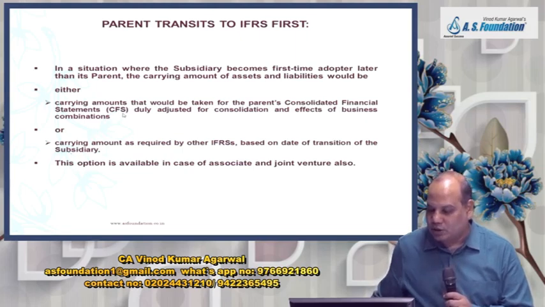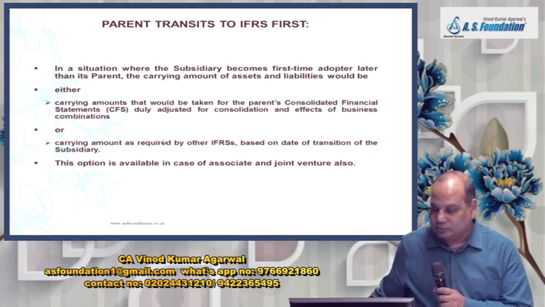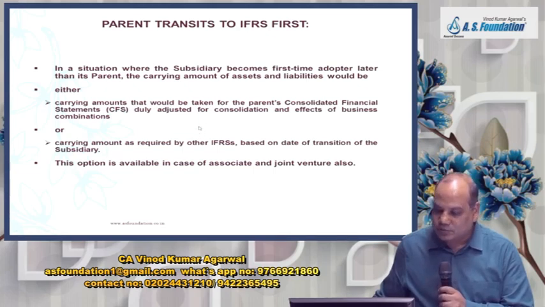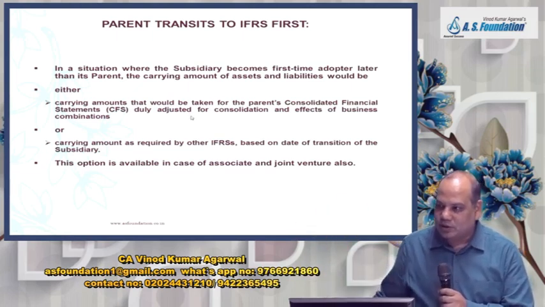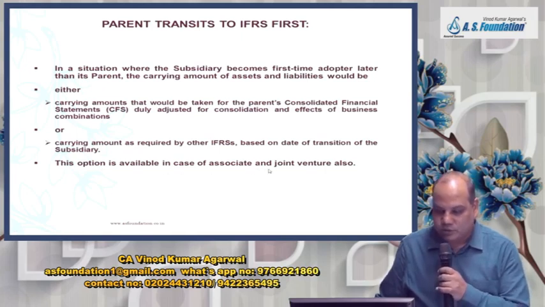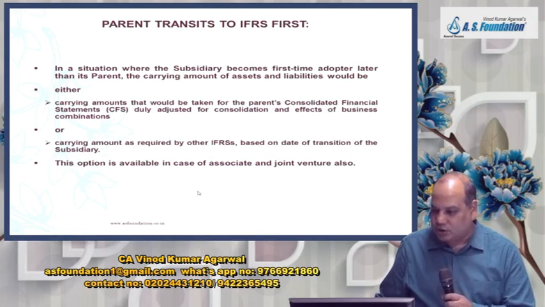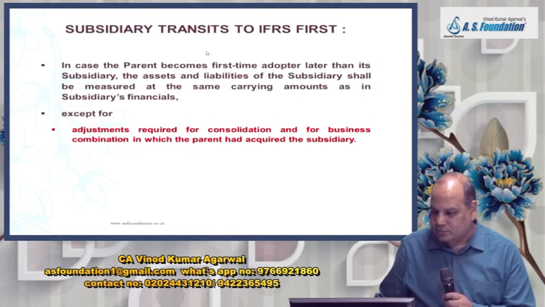You can choose the carrying amount that was taken for parent CFS purpose, duly adjusted for consolidation and the effect of business combination. Because you have already started consolidating and you have learnt in IFRS 10 that the parent's accounting policy and subsidiary accounting policy would be the same, and some fair value adjustment which was supposed to be done has already been done. This option is available in case of associate and joint venture also. So even if it is associate and joint venture, you will follow the same.